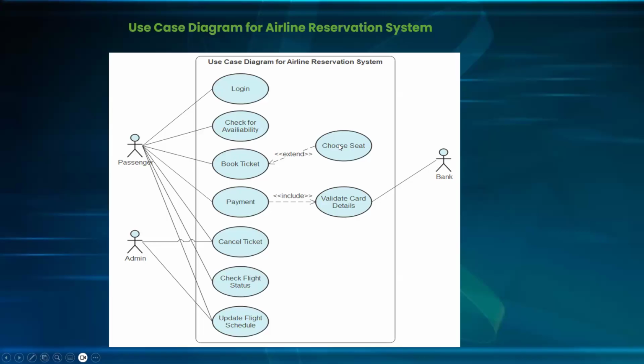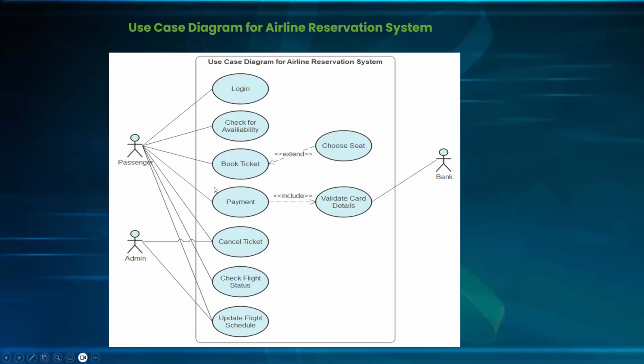So it's optional. But if we check the other use case, payment, for the passenger to make payment, the system will automatically validate the card details from the bank. So you can see the passenger cannot make payment except this use case is achieved. Does it make sense?